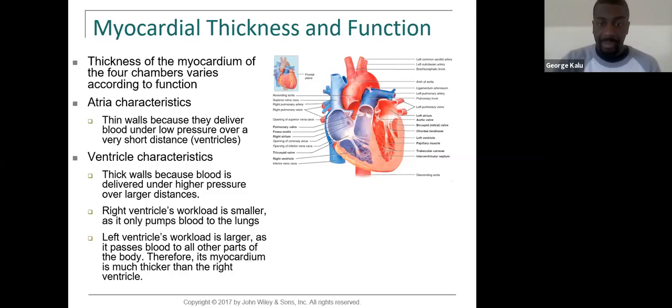The ventricles, on the other hand, have a much higher workload because they have to deliver that blood over a larger distance. The right ventricle needs to pump that blood to the lungs and then back into the heart, whereas the left ventricle needs to pump that blood all the way throughout the body and then back to the heart.